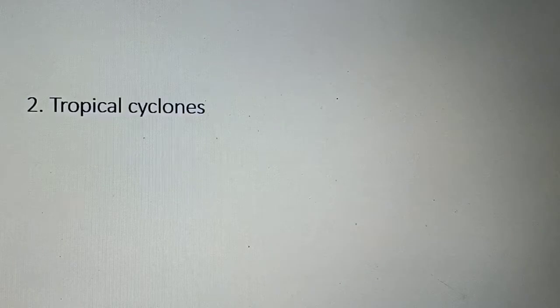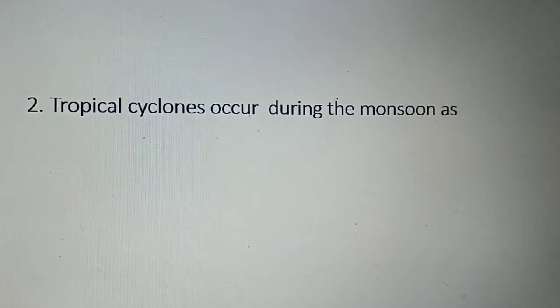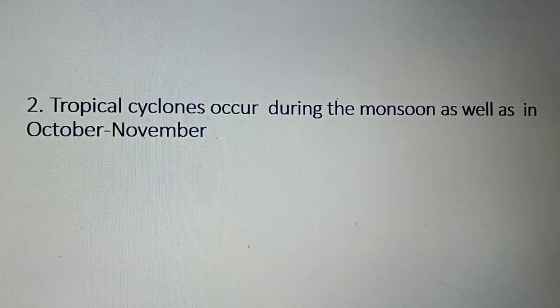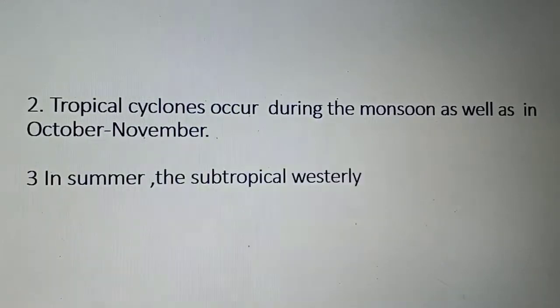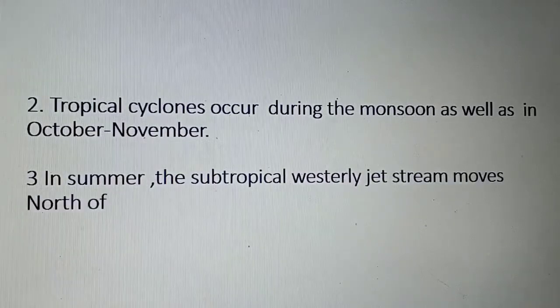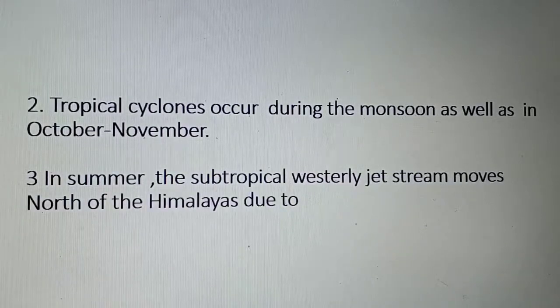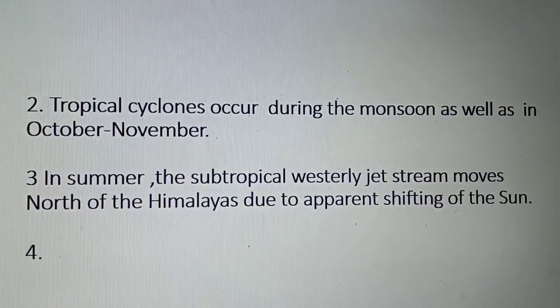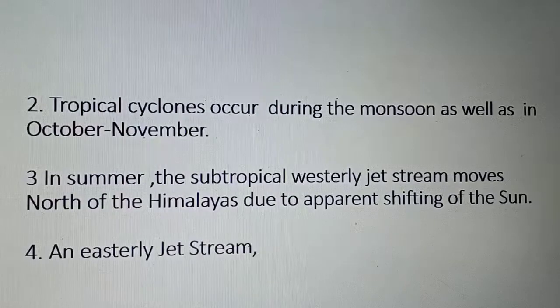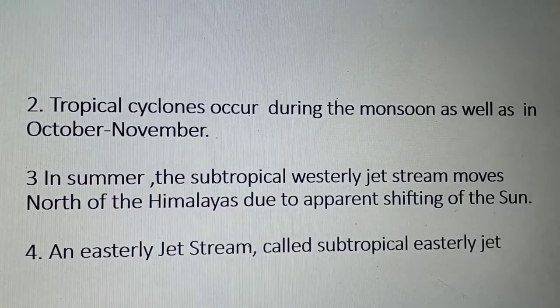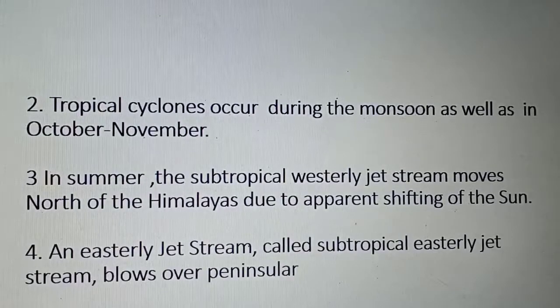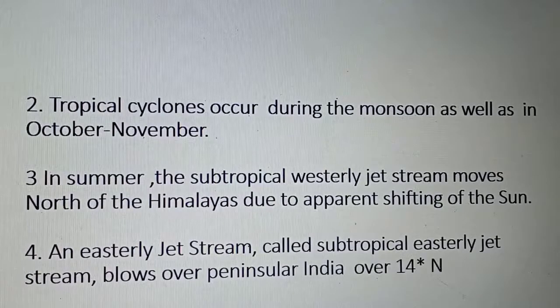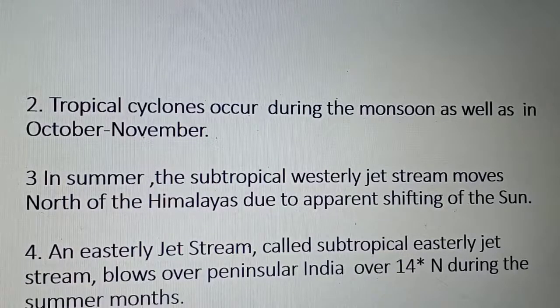And tropical cyclones occur during the monsoon as well as in October and November. In summer, the subtropical westerly jet stream moves north of the Himalaya due to the apparent shift of the sun. In summer, due to the movement of the sun, it moves north of the Himalaya as an easterly jet stream. As an easterly jet stream, it flows from east to west, and it is called the subtropical easterly jet stream.